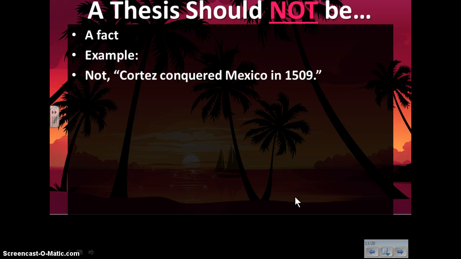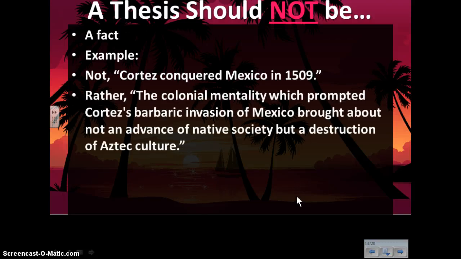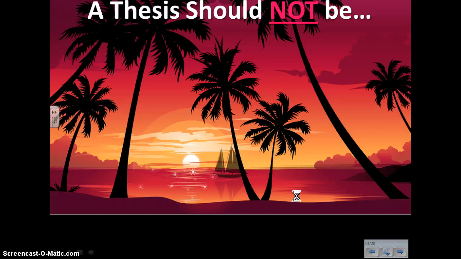So for example, Cortez conquered Mexico in 1509. Like, we can't really debate that. That's not a thesis. Instead, you could say something like, the colonial mentality which prompted Cortez's barbaric invasion of Mexico brought about not an advance of native society, but a destruction of Aztec culture. So, that's arguable. Someone could argue that Cortez wasn't barbaric. Maybe he was beneficial.